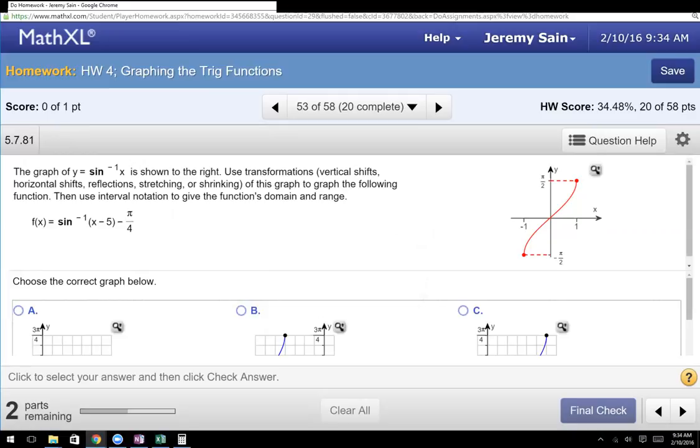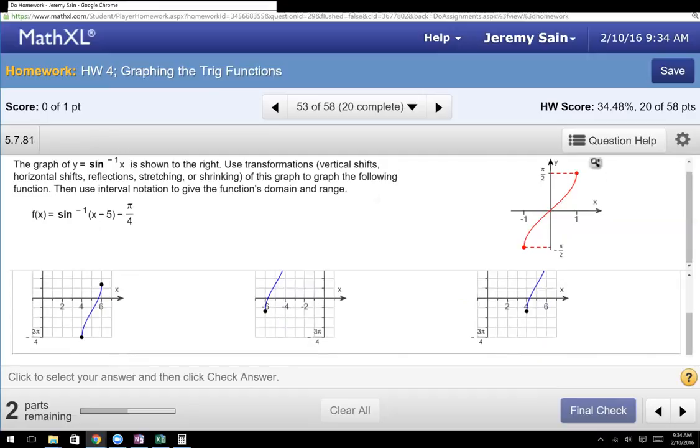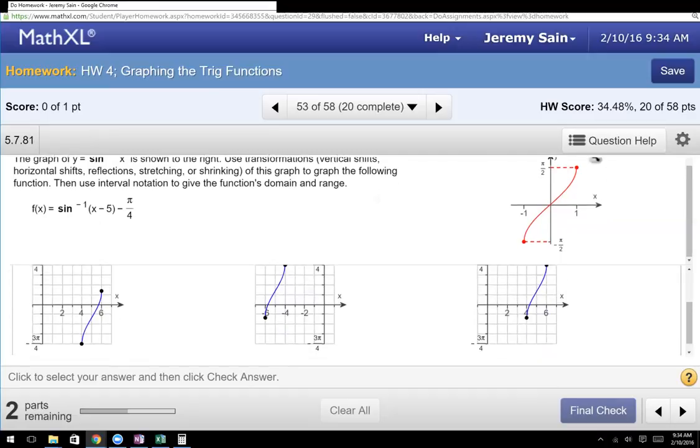This one, they were kind enough to give us the picture. That's the picture of inverse sine. If you want to do x minus 5 and then minus pi over 4, what's the minus pi over 4 going to do to the picture? Shift it down pi over 4. What's the x minus 5 going to do? Shift it to the right. Yes. So we're going to go right 5 and down pi over 4, which is that one.